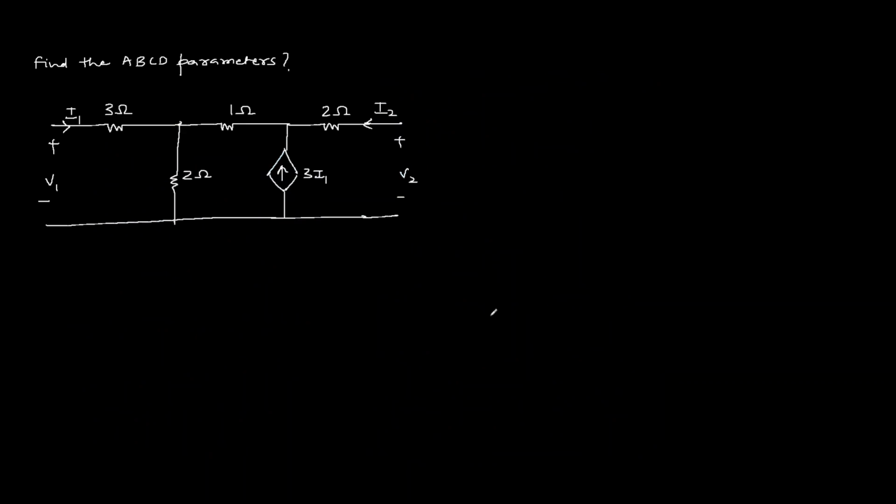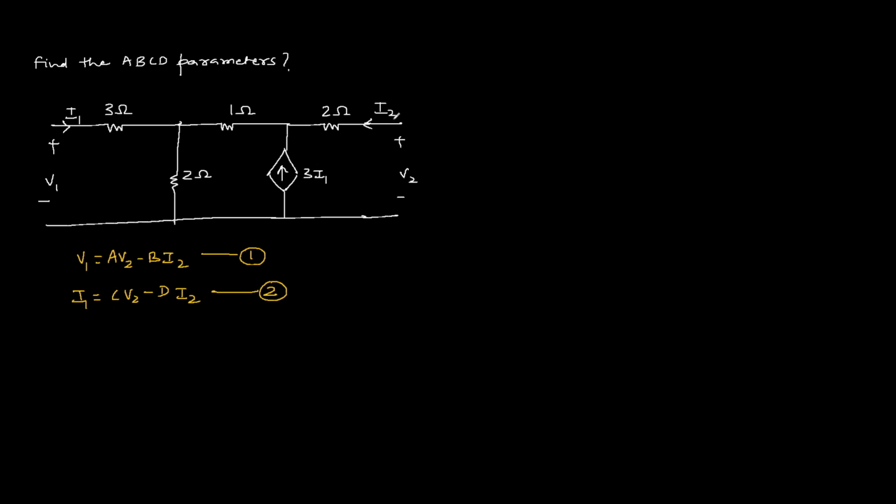Now the second example, for the given two-port circuit we have to find out the transmission parameters or ABCD parameters. So equations for ABCD parameters are V1 equal to A V2 minus B I2. This is first equation. Second equation is I1 equal to C V2 minus D I2. Now we have to write the two equations from this circuit in the form of equation 1 and 2 by applying KVL, KCL.